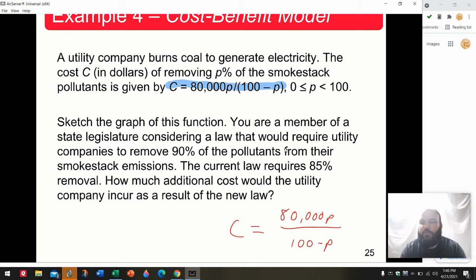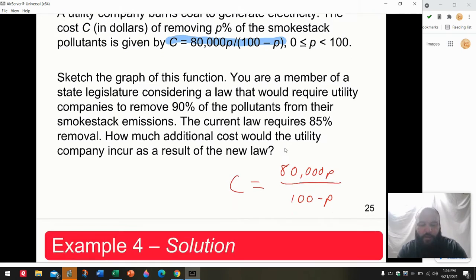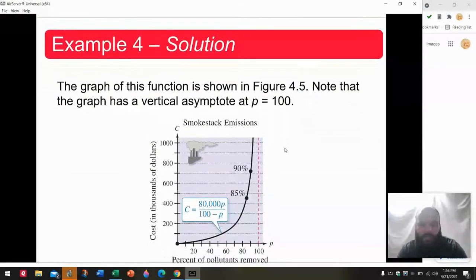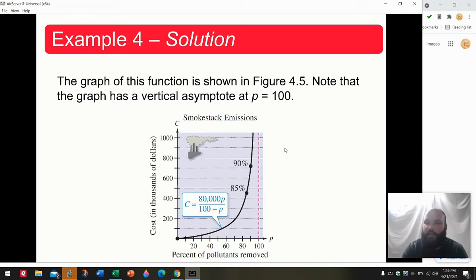Now, they wanted us to sketch a graph of this first. That's pretty simple. You can simply type it in your graphing calculator. You do have to adjust the window slightly, or you could hit Zoom Fit. But when you do get the window adjusted, you're going to see a graph that looks something like this.